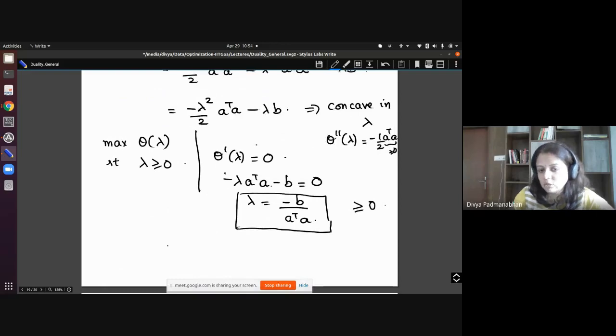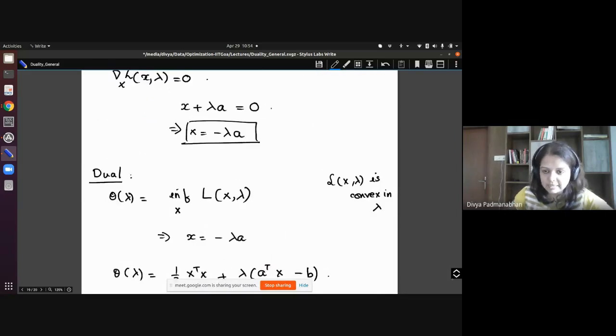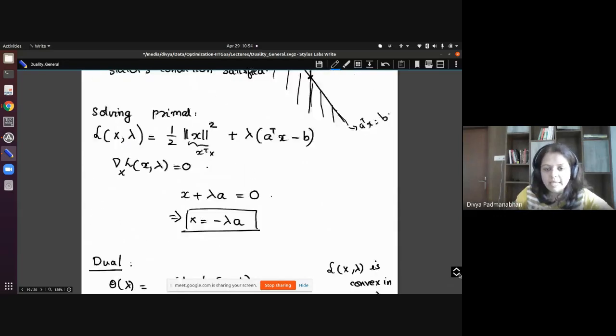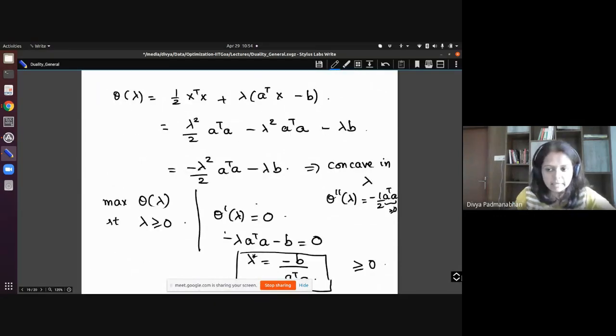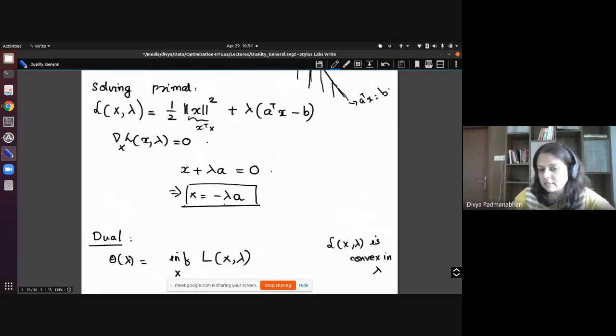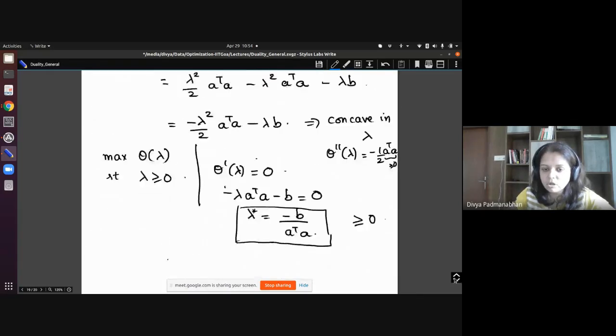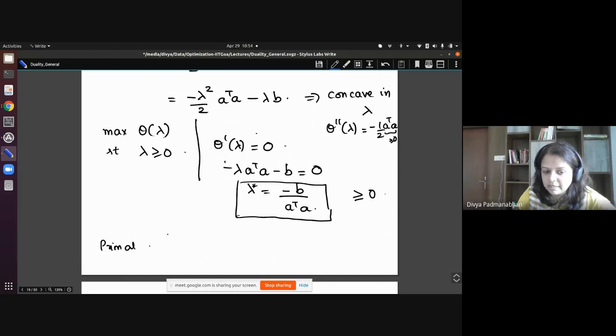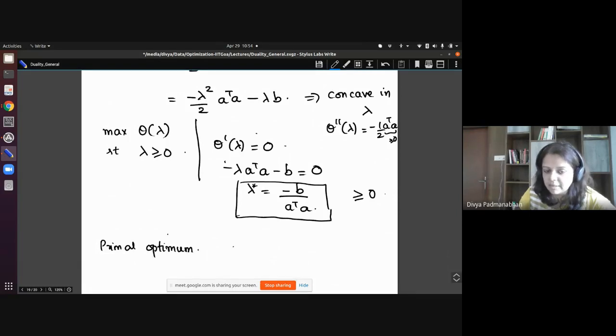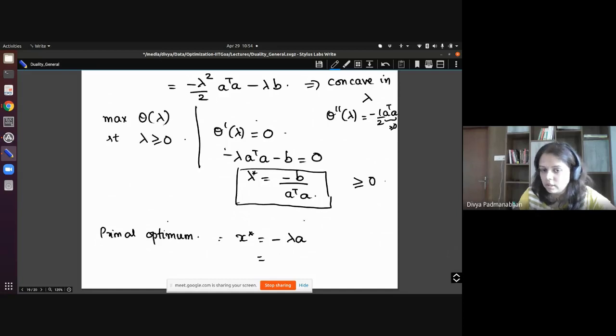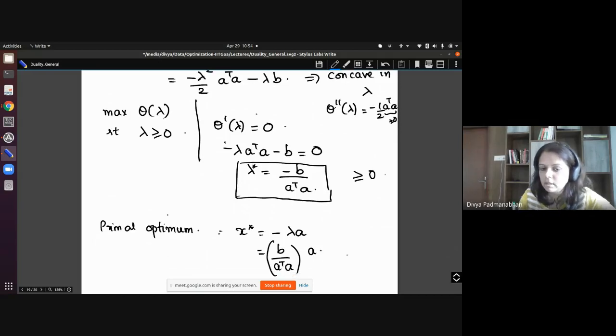So now we have found the optimum solution to the dual, and Slater's condition is true, so strong duality holds, and also this lambda star is going to show up in the KKT point. For the KKT point, we have that x is equal to minus lambda A. So the primal optimum you can get by just substituting this value of lambda. So x star is minus lambda A, which is b by A transpose A times A. This is the optimum x star that you're going to get.